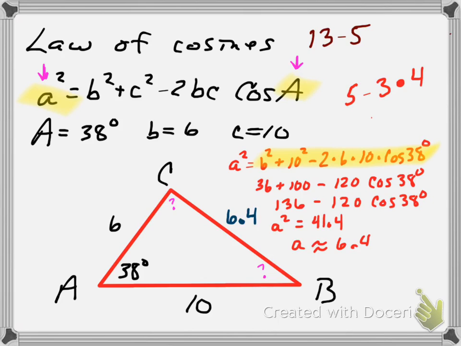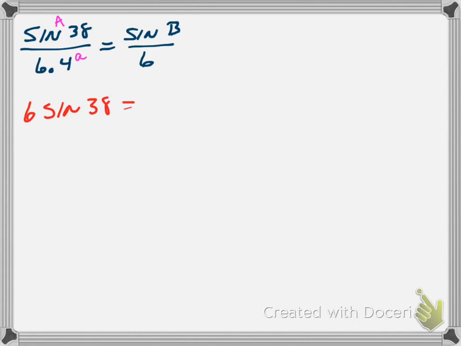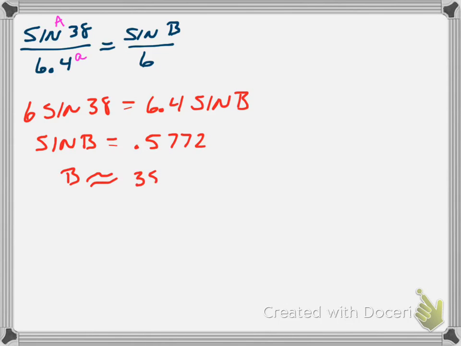Well, how do we make sure that we're only finding acute angles? Find the smaller angle. And then to find the larger angle, we'll just subtract from 180 once we find the other two. Okay? So we want to find the smaller one, which is, what was it, B? So sine of 38 over 6.4 equals sine of B over 6. Cross multiply. When I do my work here, I get an angle of 35 degrees.